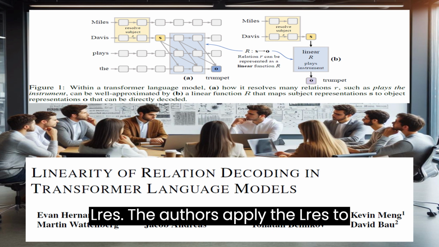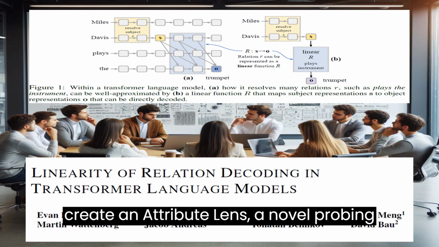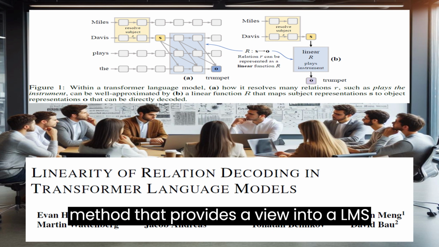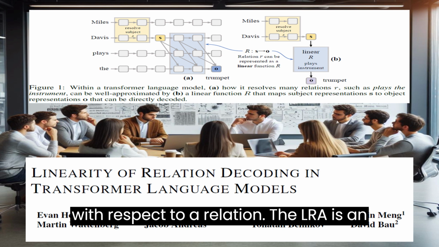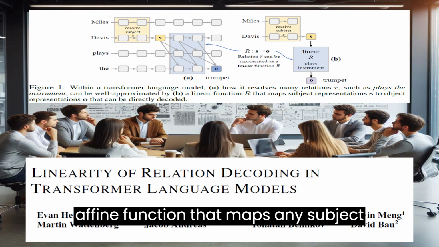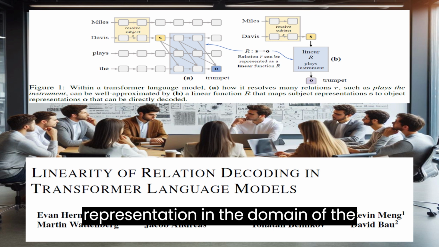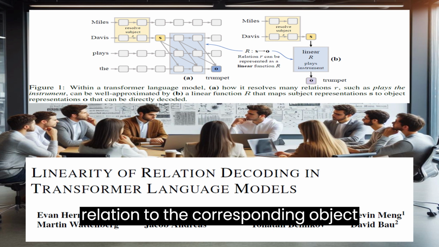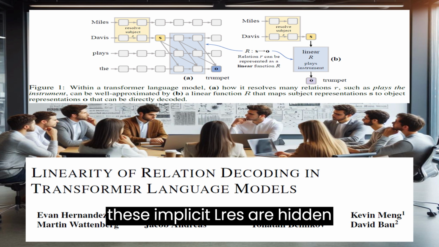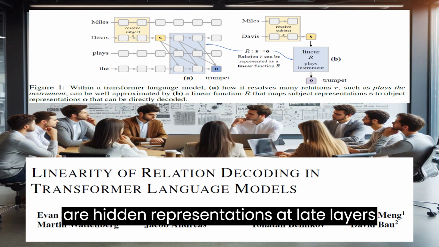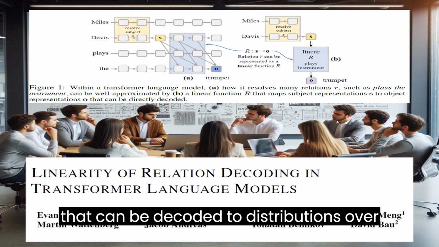Applying the LREs. The authors apply the LREs to create an attribute lens, a novel probing method that provides a view into a LM's knowledge of an attribute of a subject with respect to a relation. The LRE is an affine function that maps any subject representation in the domain of the relation to the corresponding object representation. In LMs, the inputs to these implicit LREs are hidden representations of subjects at intermediate layers, and their outputs are hidden representations at late layers that can be decoded to distributions over next tokens.